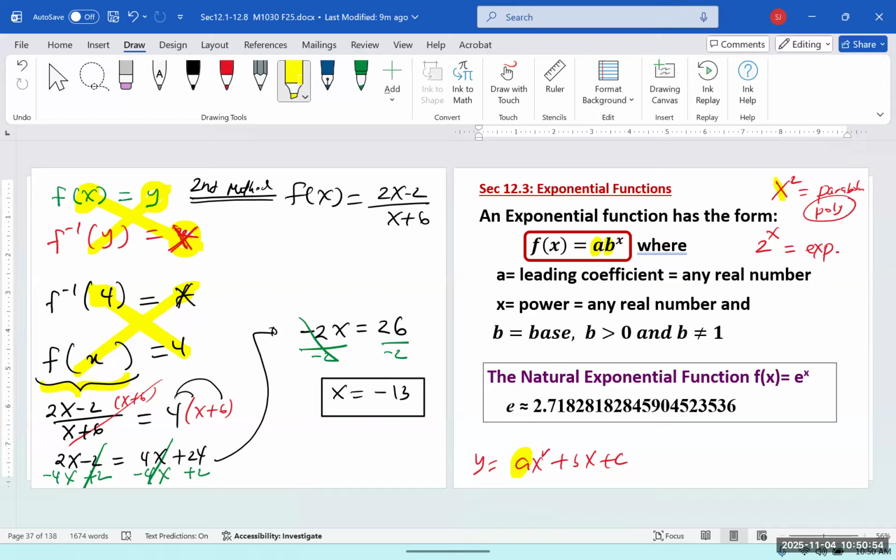And we have special type of base, it's called e. So y equals a times e to the x. That e is a special number. Its value is an unlimited number, 2.7, and so on. That e we call natural base. It's a different type of number, and its name is natural base.